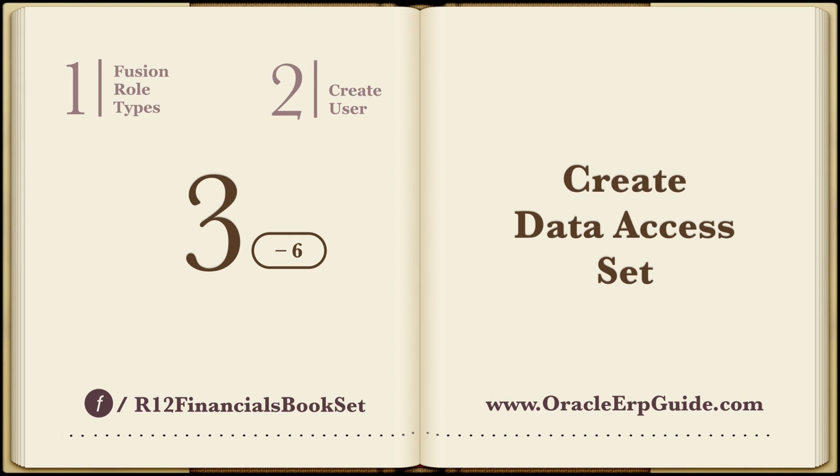Create data access set. Whenever you create a ledger, a data access set is automatically created with the same name as the ledger. We will use the data access set Google Primary Ledger, which is already created. If you want to create a new data access set, use task Manage Data Access Sets.